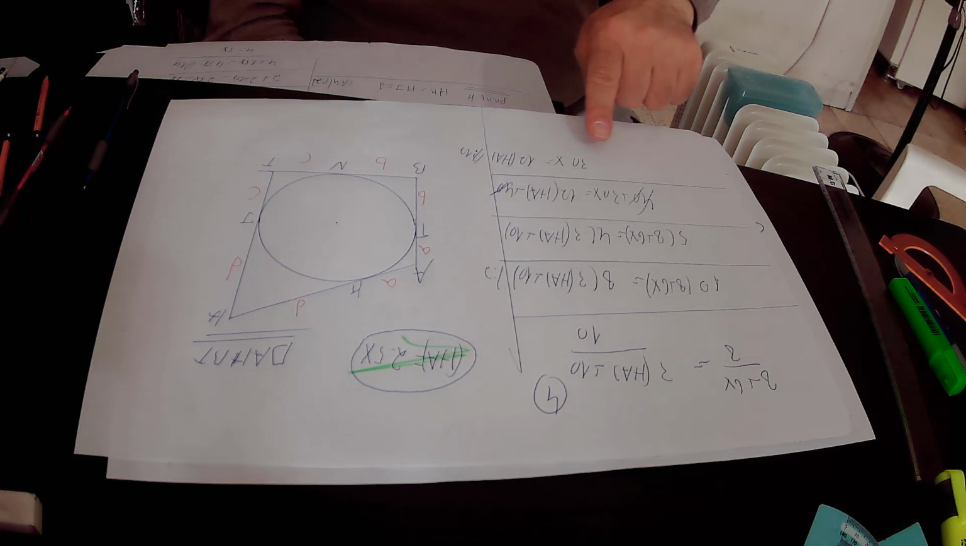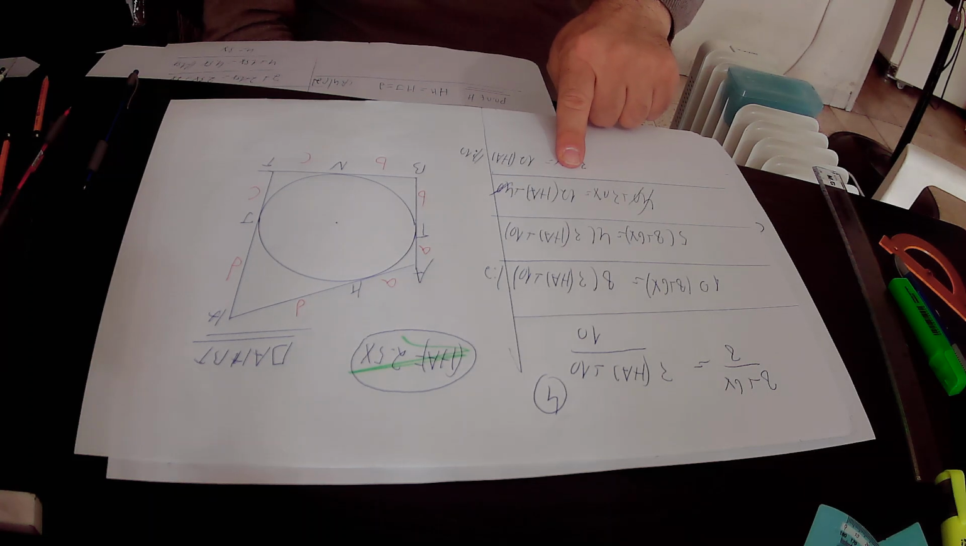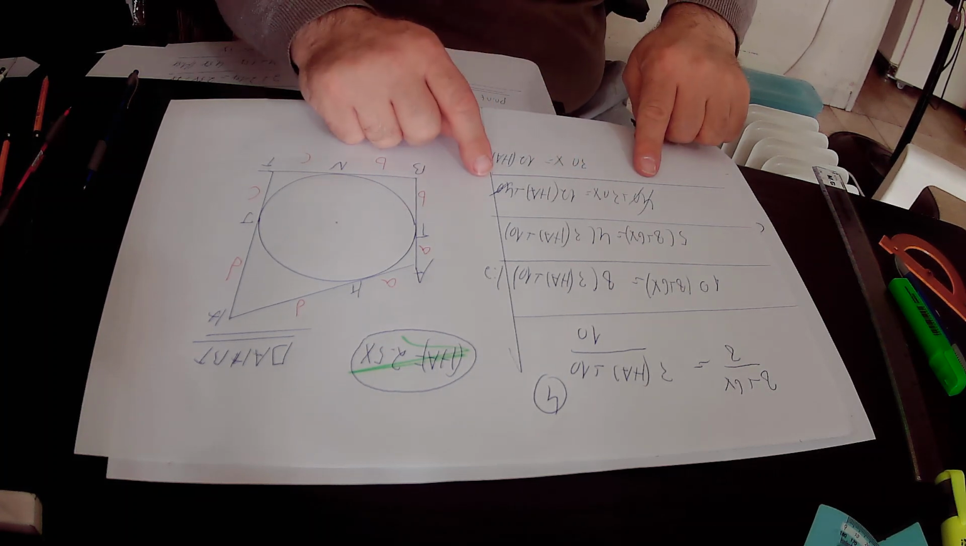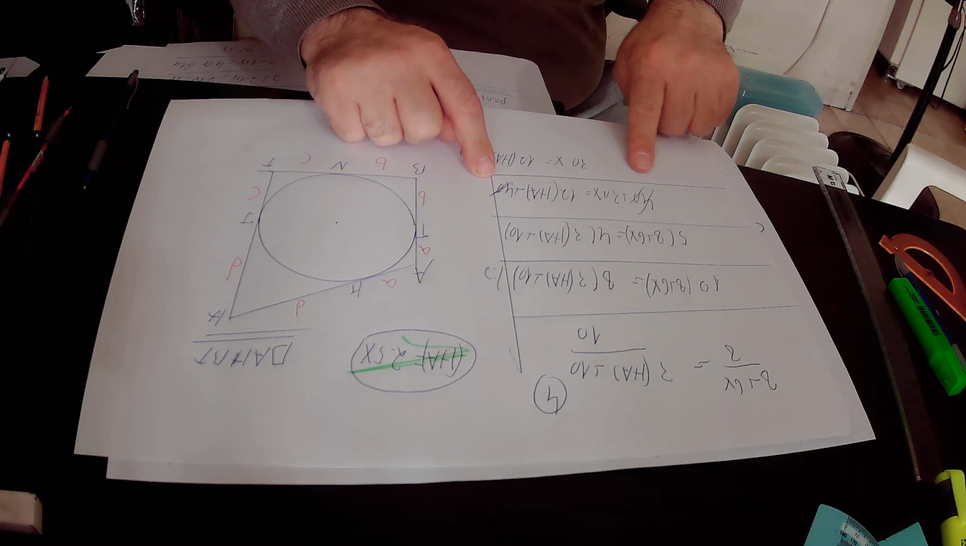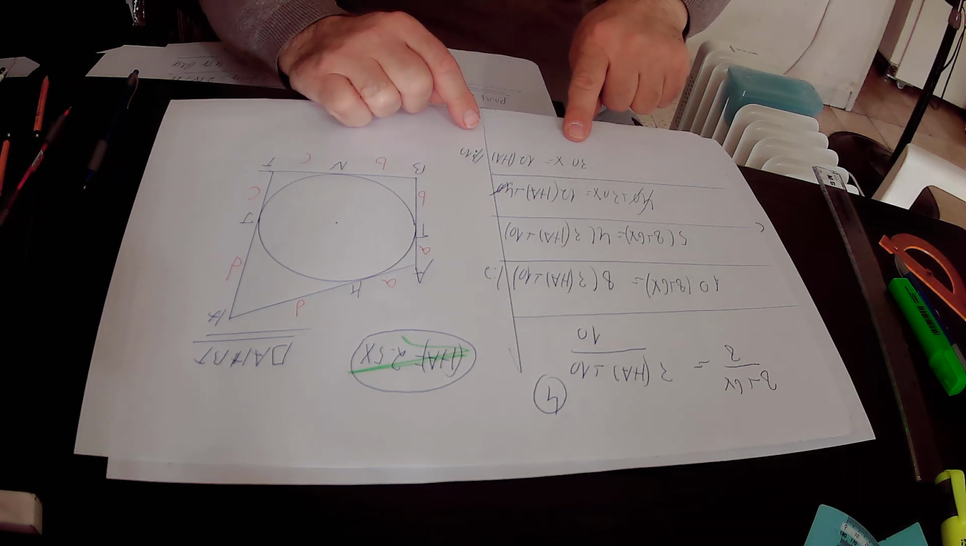30x. On the other side of the equation we have 4 times 3HA is 12HA, plus 4 times 10 is 40. We have 40 on both sides of the equation, so 40 we can cancel. Then finally found out that 30x equals 12HA.